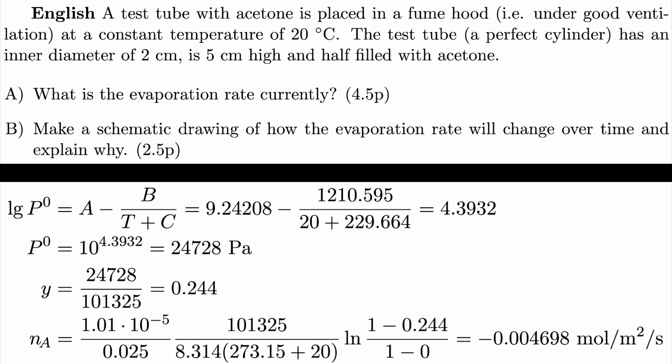When we put this into Stefan's equation, we get Na equals 1.01 times 10 to the power minus 5 divided with 0.025 times 101,325 divided with 8.314 and divided with 293. And this times the natural logarithm of 1 minus 0.244 divided with 1 minus 0. And we get minus 4.7 times 10 to the power minus 3 mole per square meter and second. So the mass transport out of the test tube is thus 4.7 millimole per square meter and second.